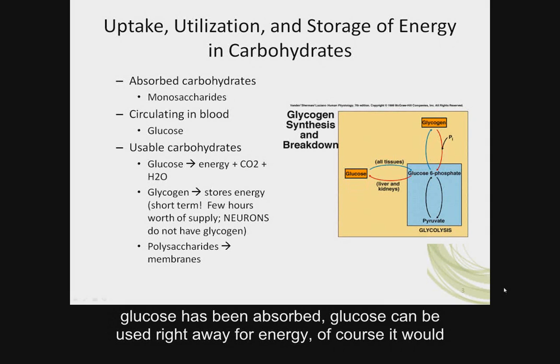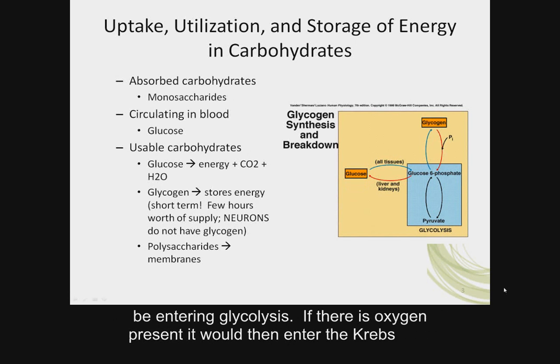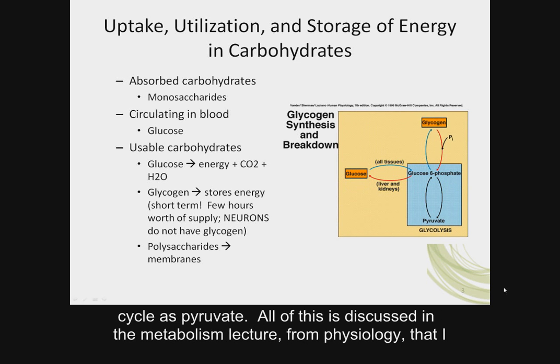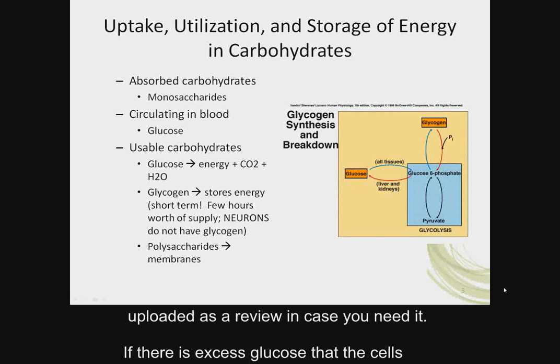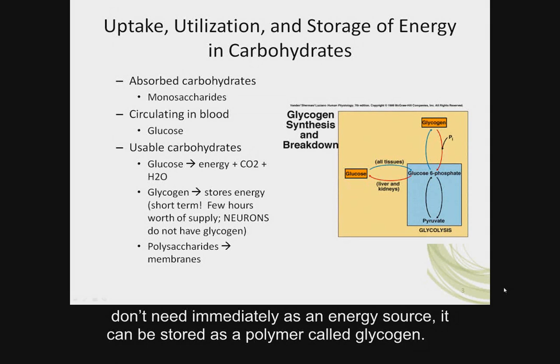Once glucose has been absorbed, glucose can be used right away for energy. Of course, it would be entering glycolysis. If there is oxygen present, it would then enter the Krebs cycle as pyruvate. All of this is discussed in the metabolism lecture from physiology that I uploaded as a review in case you need it. If there is excess glucose that the cells don't need immediately as an energy source, it can be stored as a polymer called glycogen.